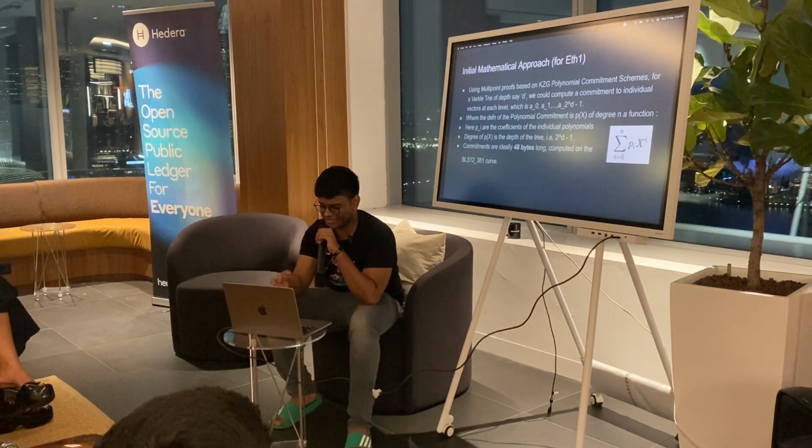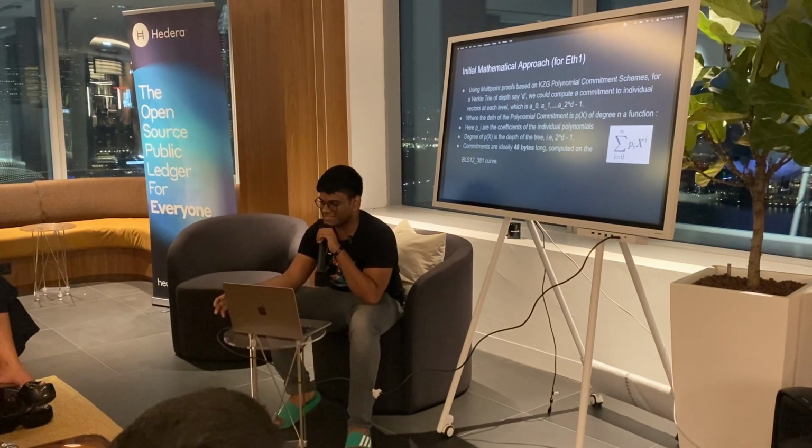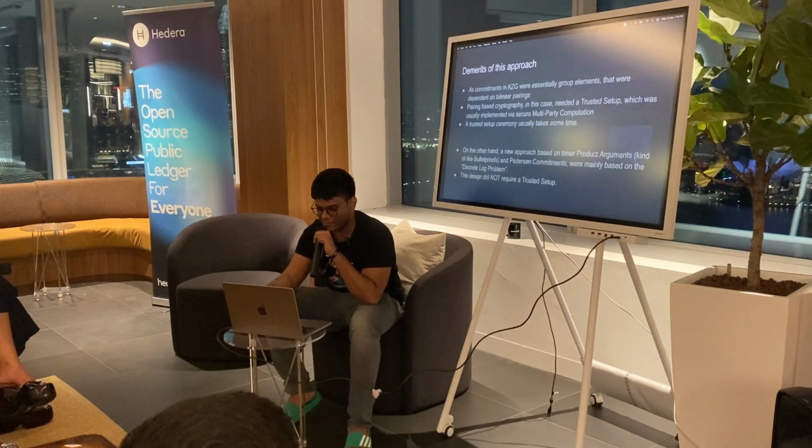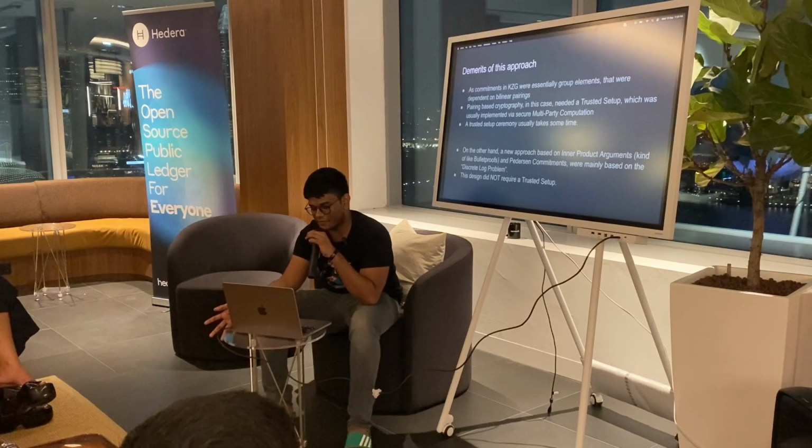So where the definition of the polynomial commitment is P(x), this is basically the formula. If you're interested, you can read more about it. Commitment sizes are usually 48 bytes long, and they're computed on the BLS12-381 curve. Again, if you know this curve.